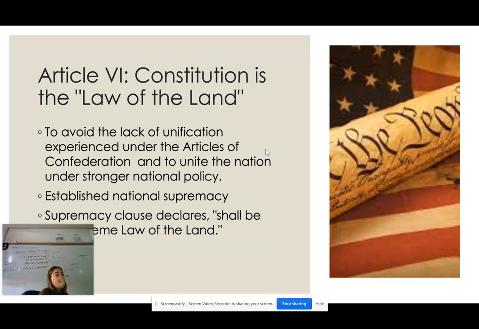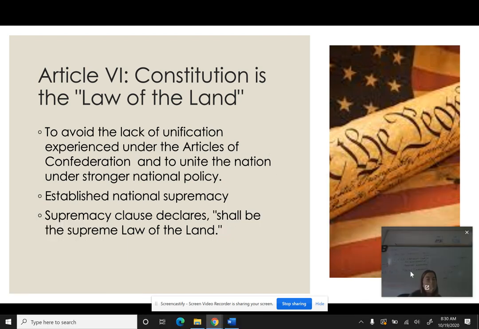Now, this is probably my favorite article, because apparently I have a favorite article. But Article 6, the Constitution is the supreme law of the land. And to avoid the lack of unification experienced under the Articles of Confederation, and to unite the nation under stronger national policy, they decided to go ahead and create the Supremacy Clause. And the Supremacy Clause declares that the Constitution is the supreme law of the land.